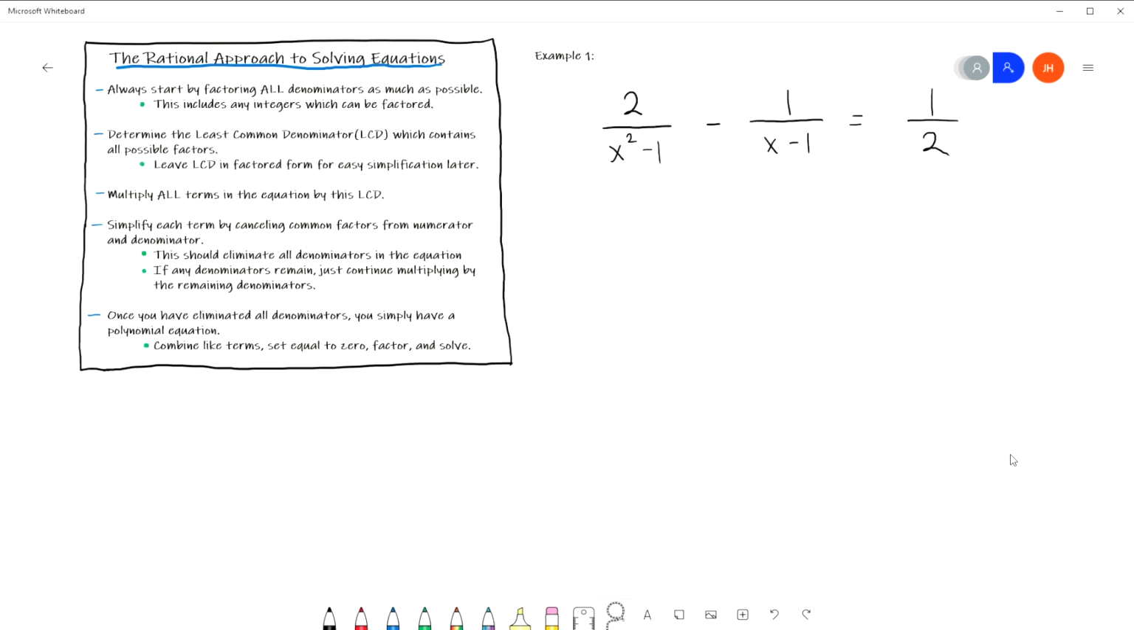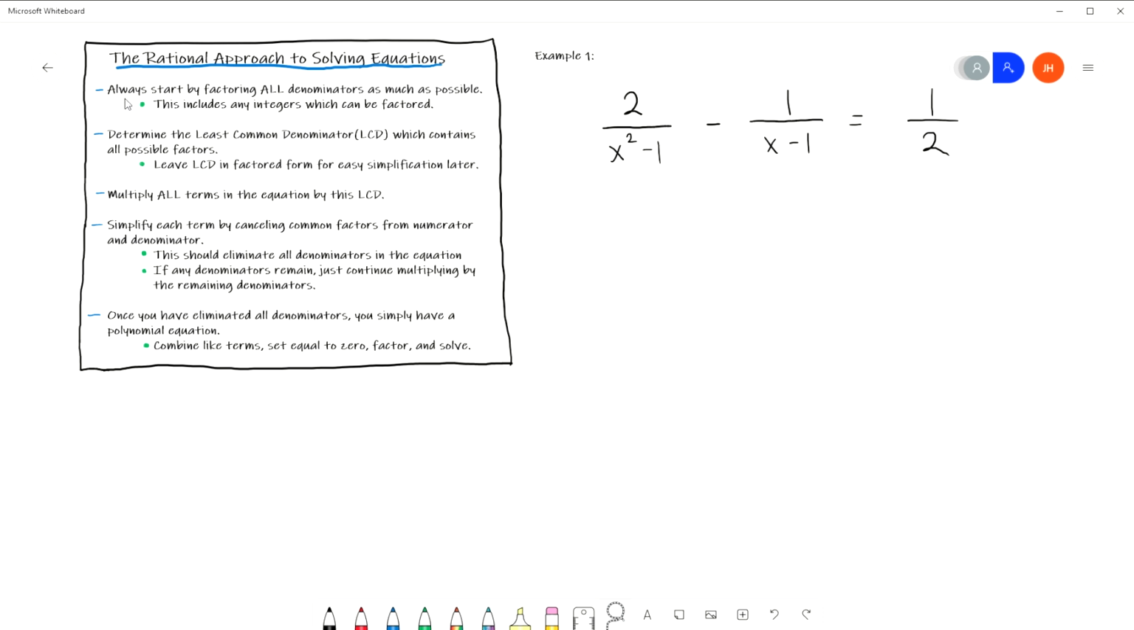All right, so here we have an example of a rational equation. You can see I have 2 over x squared minus 1 over x minus 1 equals 1/2. Notice that this equation has these x terms in the denominator. That's going to be a really important part about this. The key focus of rational equations is going to be these denominators. So let's look at our steps for how to solve this equation.